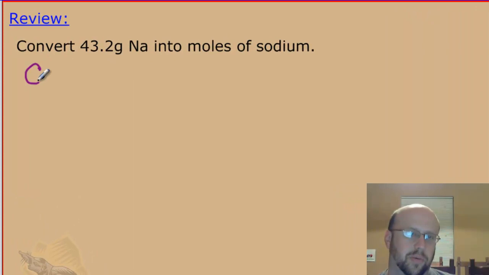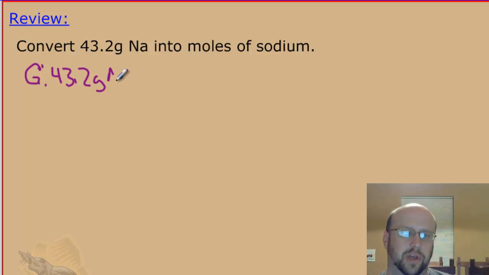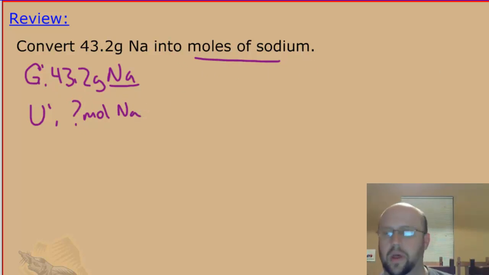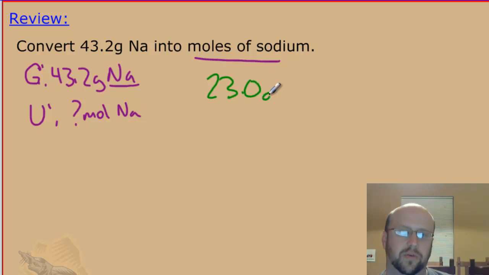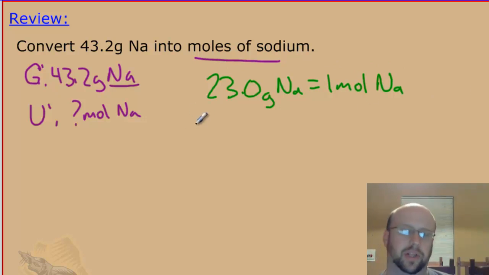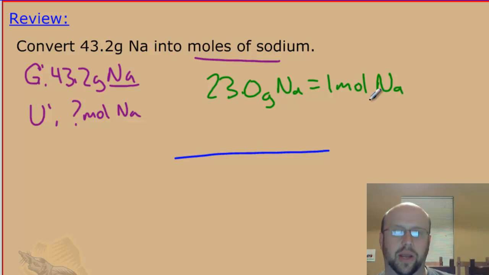Remember that these are the problems where we've got a given, in this case, 43.2 grams of sodium. It's real important that you write down what it is, not just the units, but what it is, because that's going to change here in stoichiometry. And we're looking for moles of sodium. So what am I looking for? Moles of Na. I look on the periodic table and I see that the molar mass of sodium is 23 grams of sodium equals 1 mole of sodium. Again, if it was a compound, I would have done a quick molar mass calculation. So I can go from grams to moles, which is what I want to do.